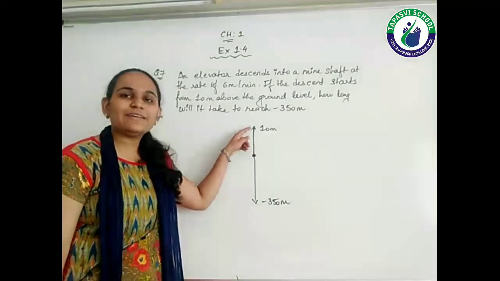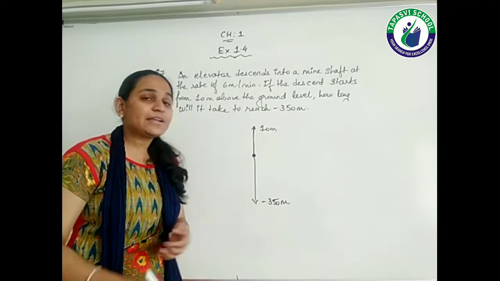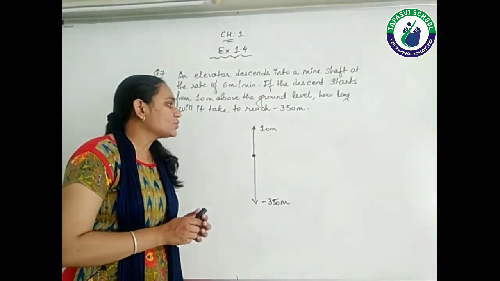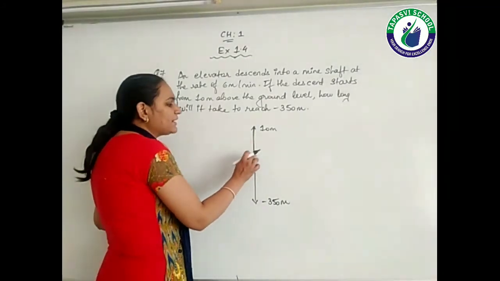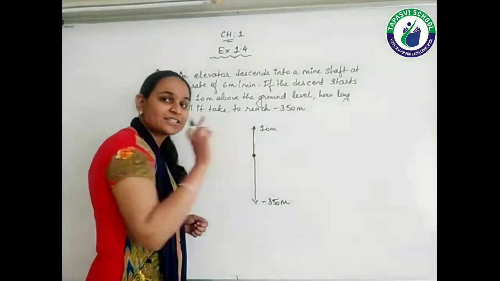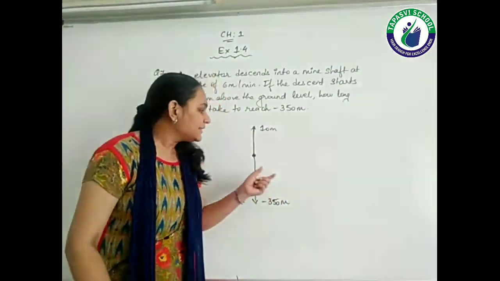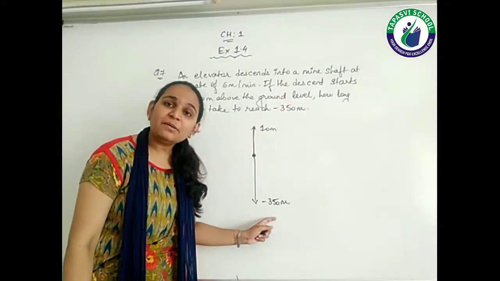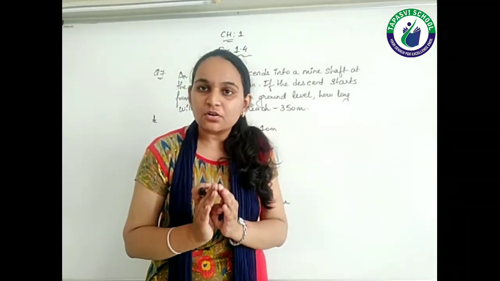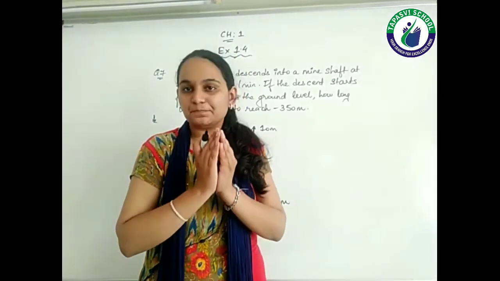See, right now the elevator is here, and from here the elevator needs to come minus 350 meters down, that means to this position. So first the elevator will be coming to ground level. That means the elevator needs to cover a distance of 10 meters. 10 meters it has to come down anyway. Then from here again 350 meters down. So actually the elevator is traveling a distance of 360 meters.